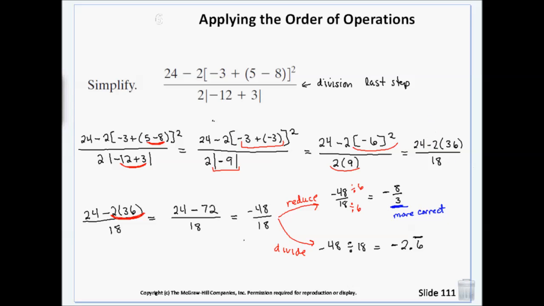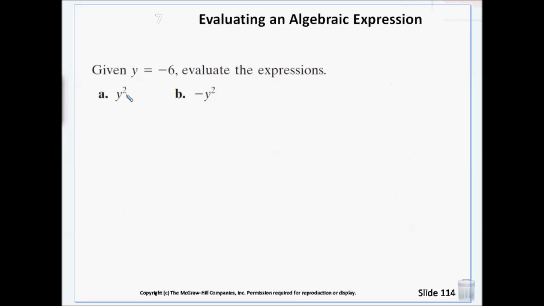Okay, when you're given evaluations and you have something like y squared or x squared, and the value they give you is negative, put it in parentheses because the y is being squared. That means the whole thing is being squared, which means the negative is also being squared. So here y is being squared, and y is negative 6. All of y is being squared, which means that negative is also going to be squared. So get in the habit, every time you replace a variable with its value and the value is negative, of throwing it in parentheses, and then you'll never make the mistake. And so that's going to be positive 36.